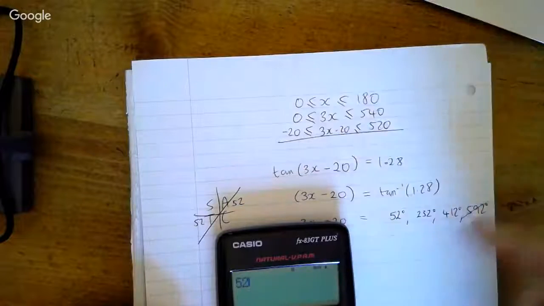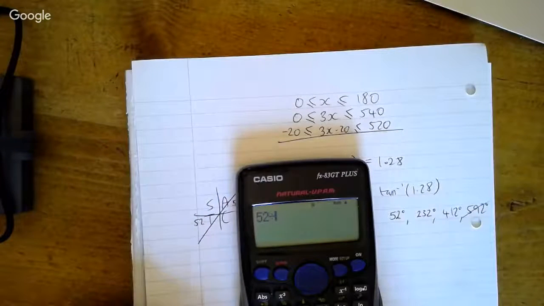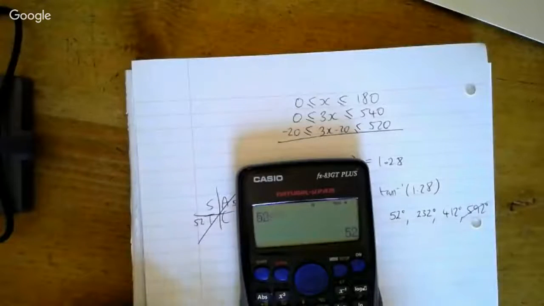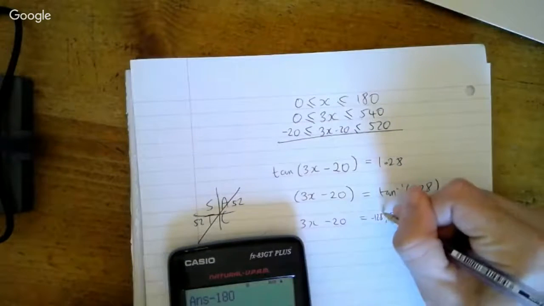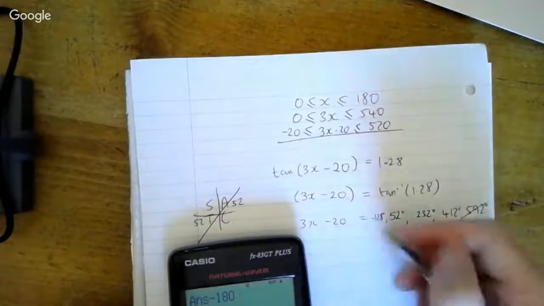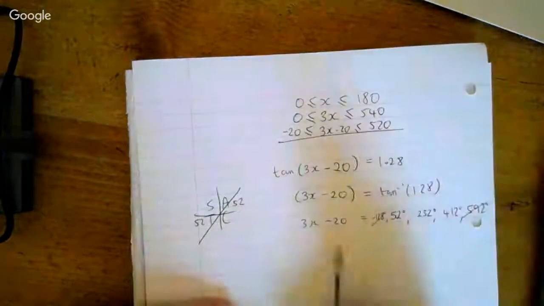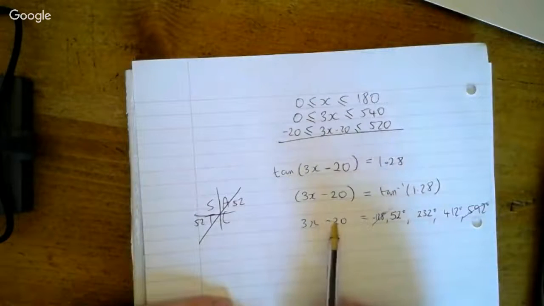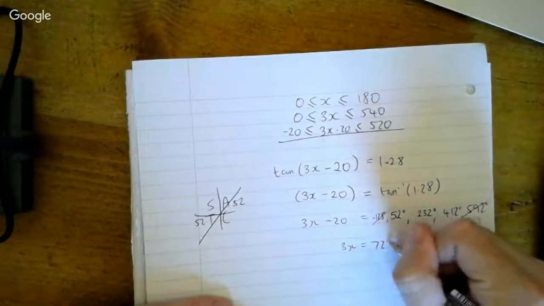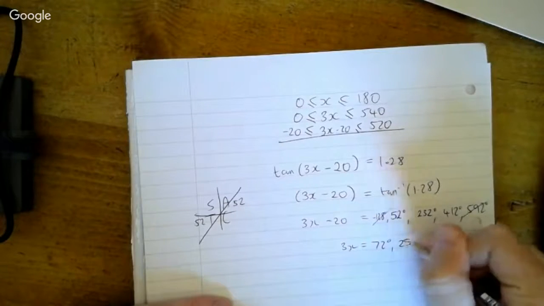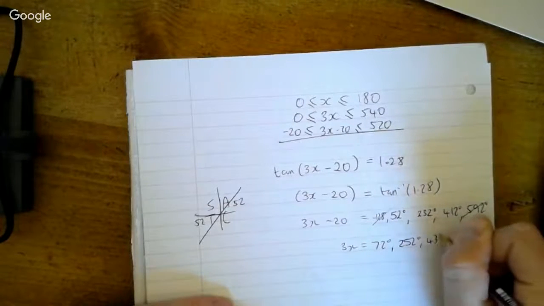Similarly, if I come down this way, I take away 180. So 52 take away 180 gives an answer of minus 128. So I also have minus 128 there. But that's past minus 20, so I'm not interested in that one either. Okay, then, so to find my final solutions, I'm now going to add 20 to each of these. So I get 3x is equal to 72 degrees, 252 degrees, and 432 degrees.